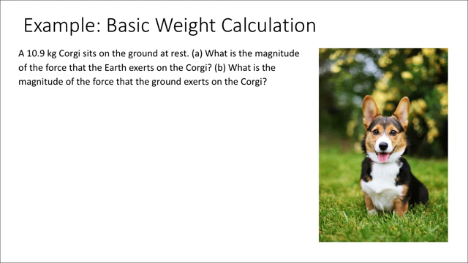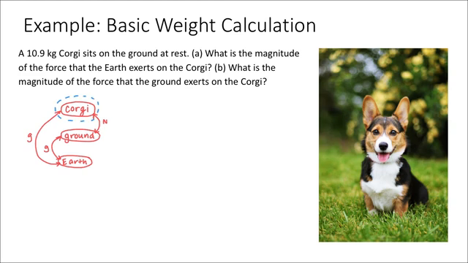I'll begin by drawing an interaction diagram and then a force diagram. I've listed all of the objects in my system, and I've gone ahead and drawn in my interactions. Now I'll take this and translate this to a force diagram for the corgi specifically. I'll draw my system boundary, and when I do, I see I have two forces, the normal force and the gravitational force.